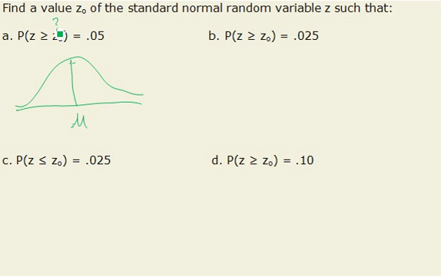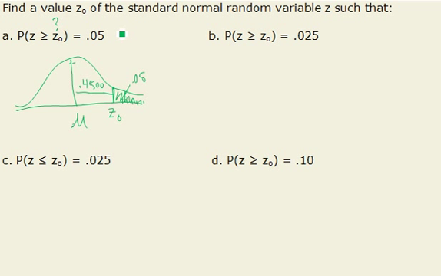Well, this is what we're trying to find, the z sub naught. And the probability that a whole bunch of z's are greater than it is 0.05. Meaning, here's my z sub naught, and there's a 0.05 probability that there's a bunch of z's in here greater than it. So, if this is 0.05, we know this right here needs to be 0.4500.